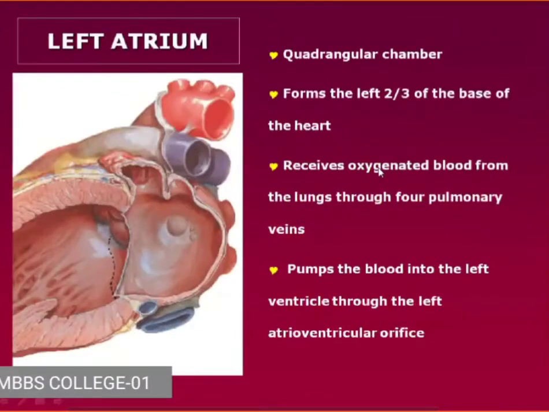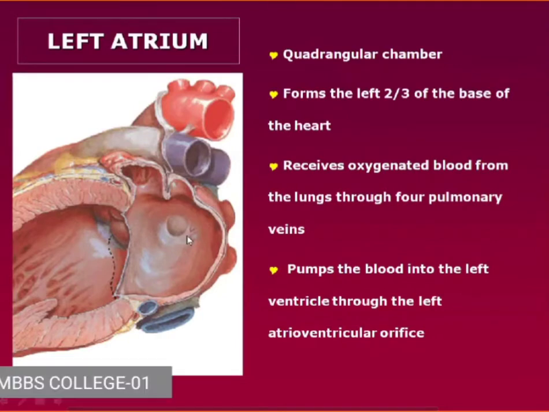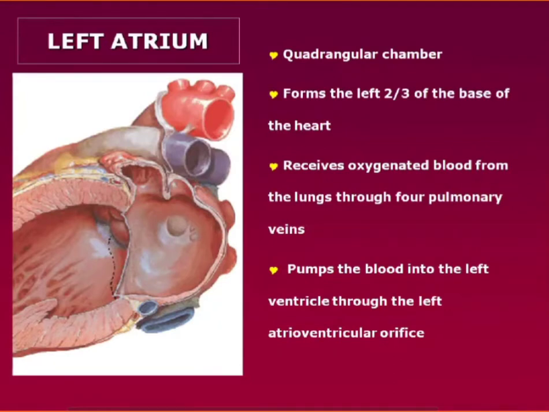Now coming to this diagram, what is this one? This is the left atrium, and this is the left ventricle. Between the left atrium and the left ventricle is the left atrioventricular orifice. This left atrium forms the left surface, and also a part of the left margin.